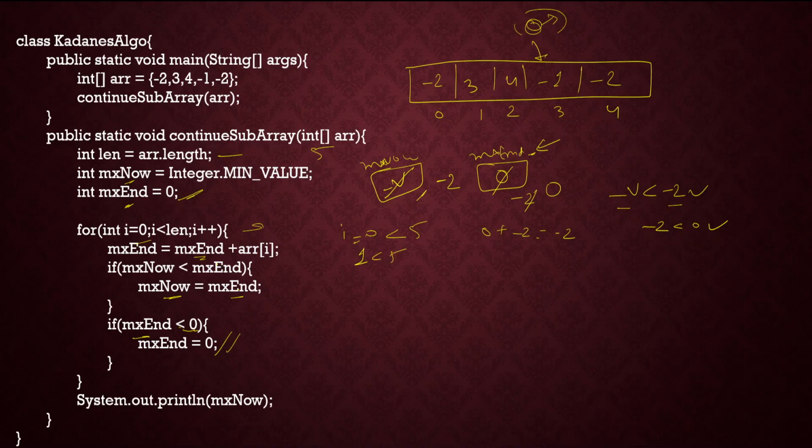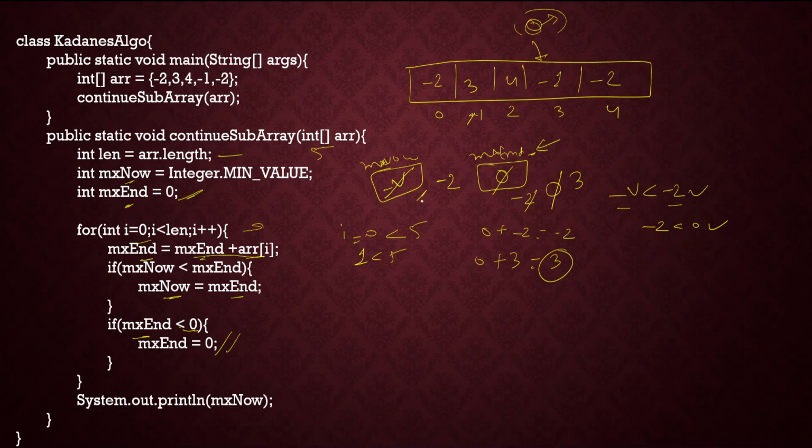Yes, it is correct. max_end is 0 plus array of i, where i is now 1, so the value is 3. So there we go, 3 is the value. Now again we have to check max_now. We will put 3, because the value has been placed in max_end.